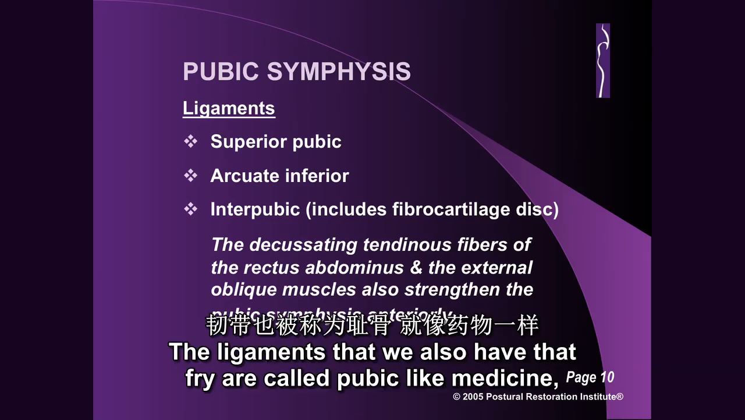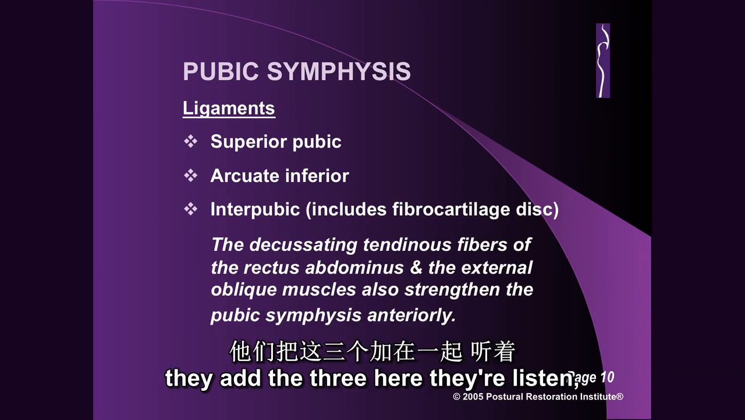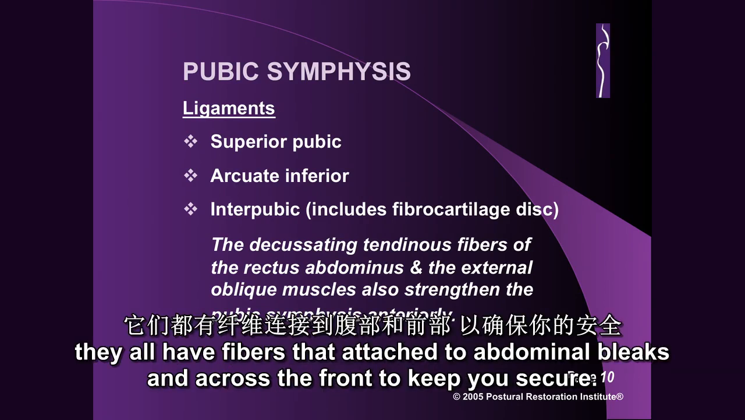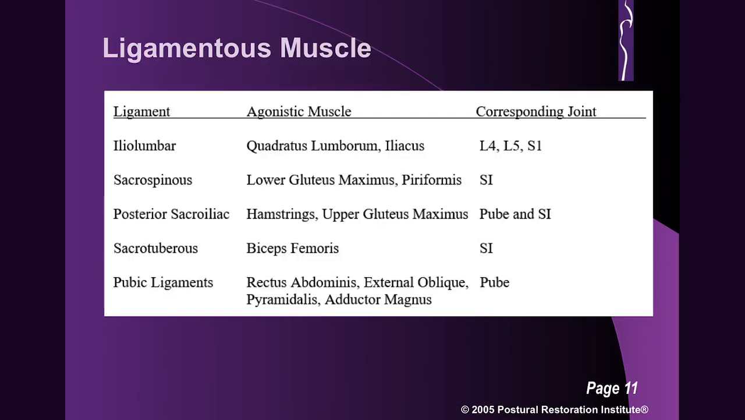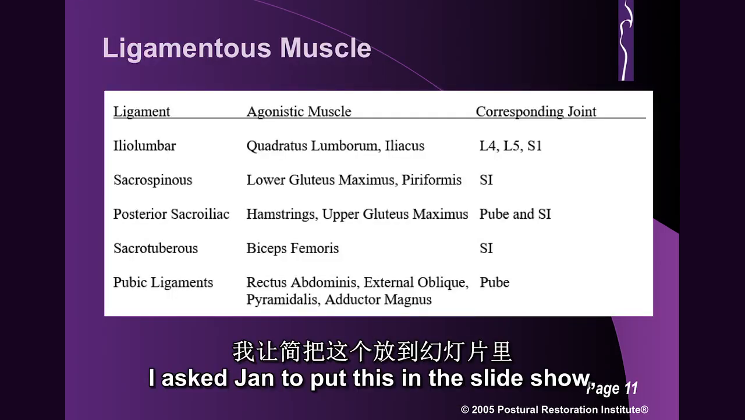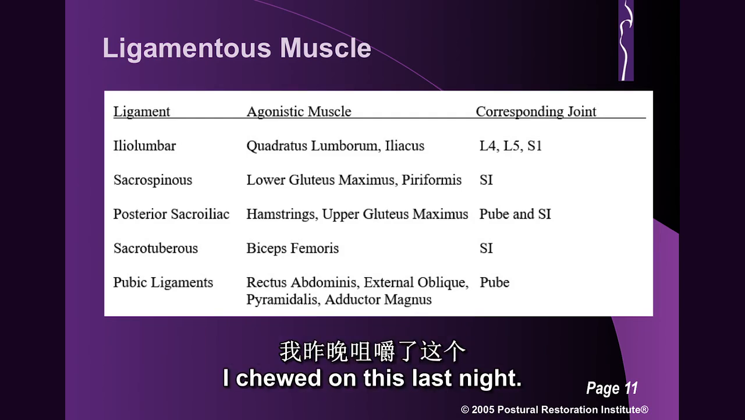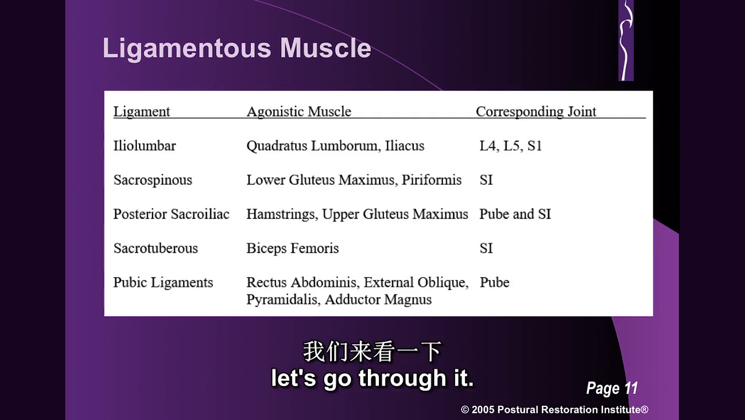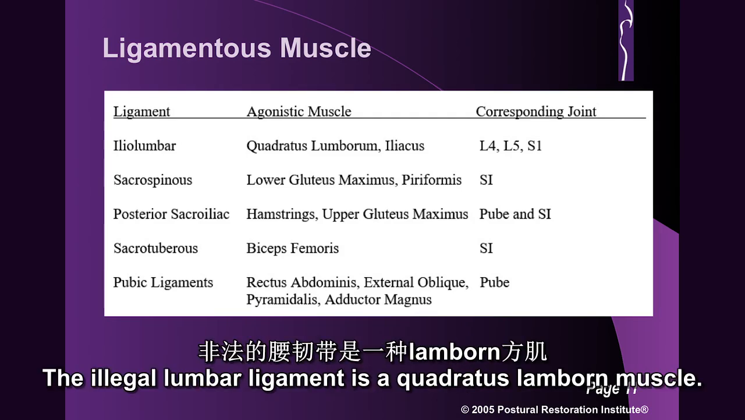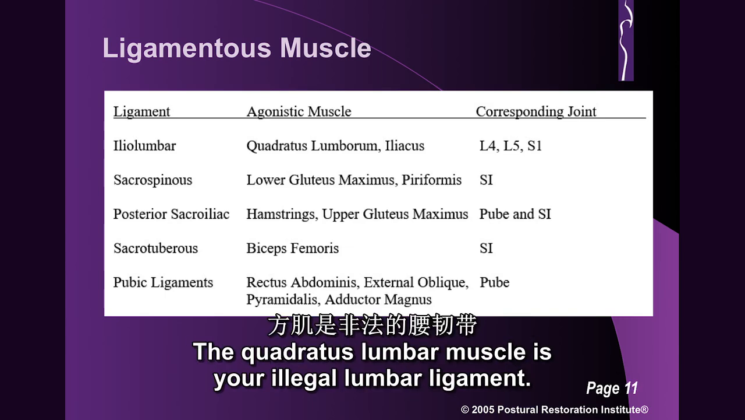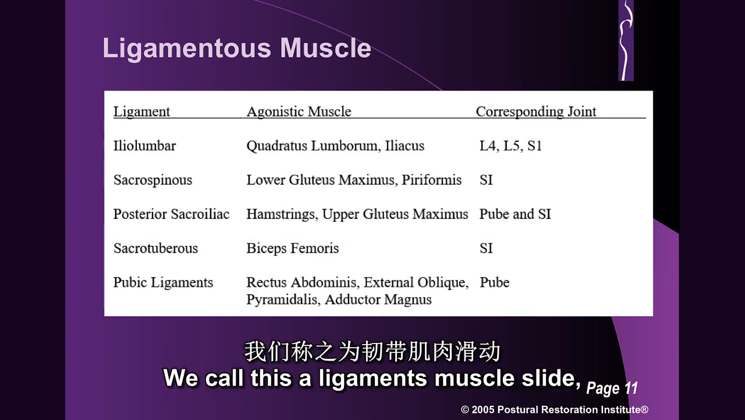The ligaments that we also have in the front are called pubic ligaments, and they have the three here. They're listed. They all have fibers that attach to abdominal obliques and across the front to keep you secure and tight. On this page, I asked Jen to put this in the slideshow, and I really love this. I chewed on this last night, Jen, as you know. Let's go through it. The iliolumbar ligament is a quadratus lumborum muscle. The quadratus lumborum muscle is your iliolumbar ligament. We call this a ligamentous muscle slide.